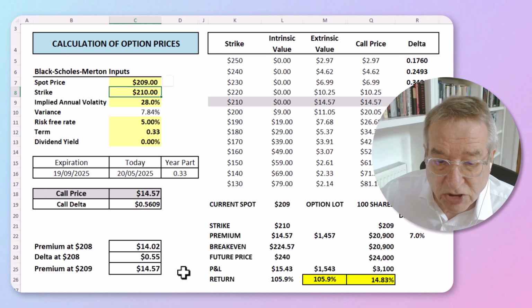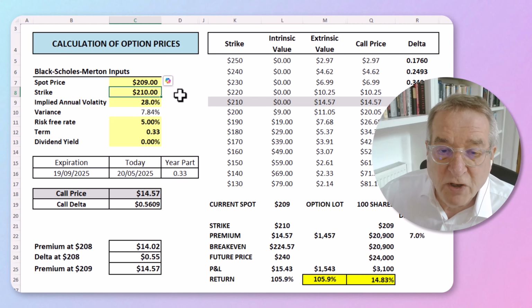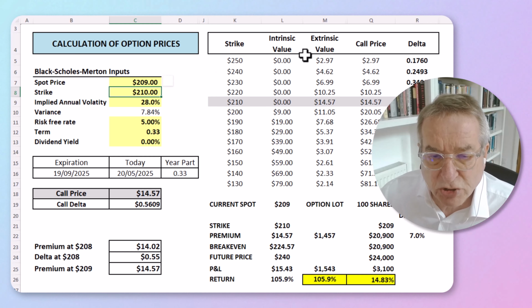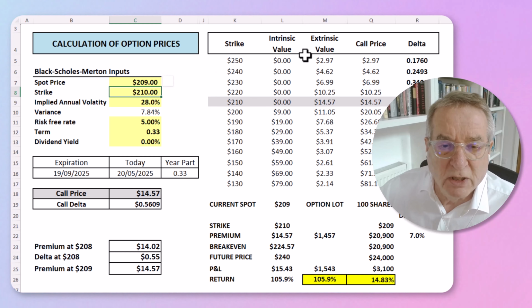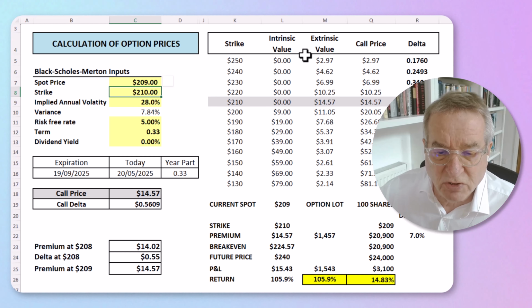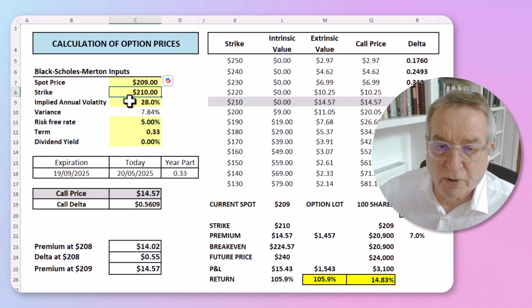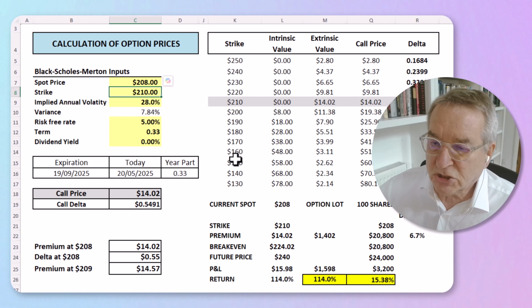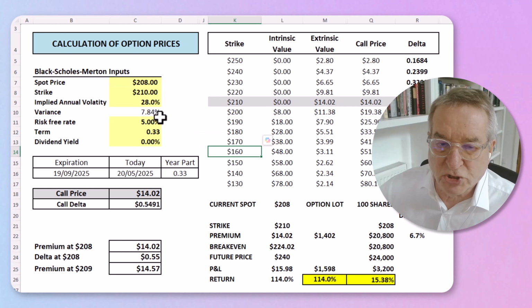So this demonstrates the useful feature of delta, because it does allow us to anticipate the change in the premium, the sensitivity of the premium effectively with regard to, in this case, a single dollar change in the spot price. What I want to do next is to see what happens if we choose an in-the-money strike. So let me maybe take initially this one here, the 160 strike.